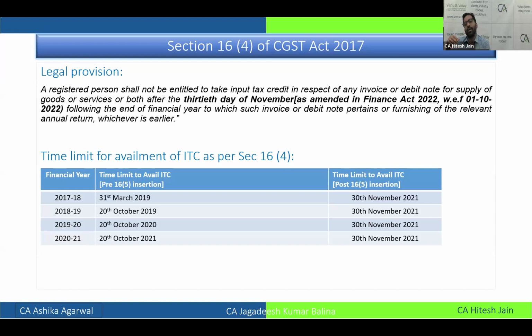This is because the amendment which came in 16 subsection 4 came from 1st October 2022. So I am assuming that annual returns in all such cases would have been filed post this date. So I have considered the due date to avail ITC in 16.4 pre-16.5 insertion to be the dates as mentioned in this table. Post 16.5 insertion with retrospective effect, the due dates to avail ITC for the first 4 financial years are 30th November 2021.